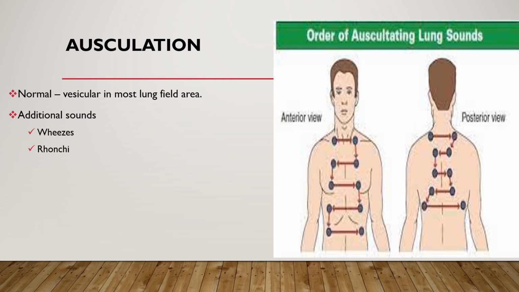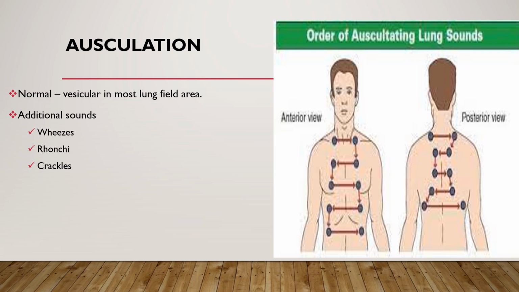The other is rhonchi. These are continuous, snoring sounds due to partially obstructed bronchi by inflamed mucosa or secretion. Sonorous rhonchi originate from the largest bronchi, whereas medium-pitched rhonchi originate from the medium-sized bronchi, and sibilant rhonchi arise from smaller bronchioles.